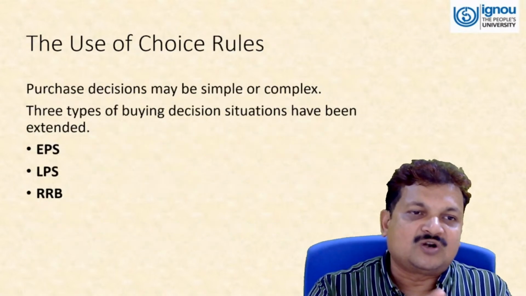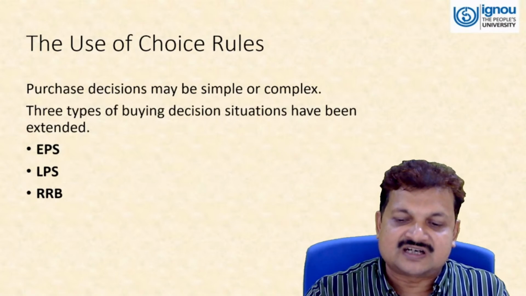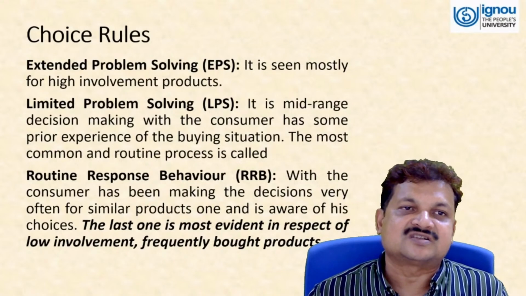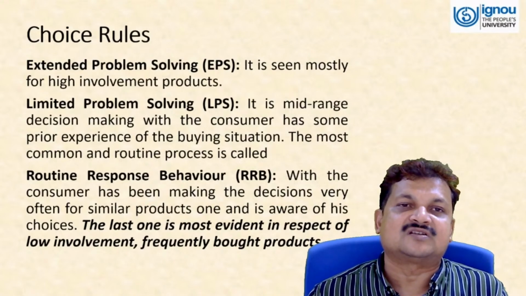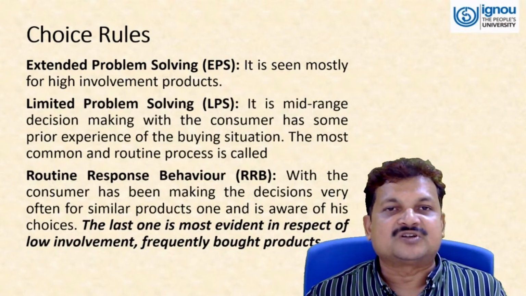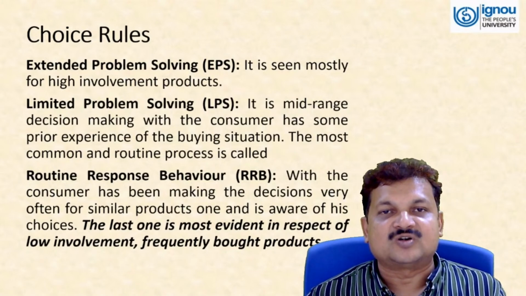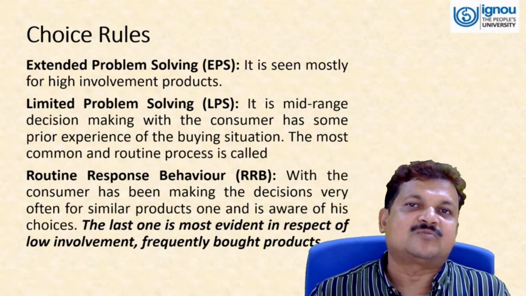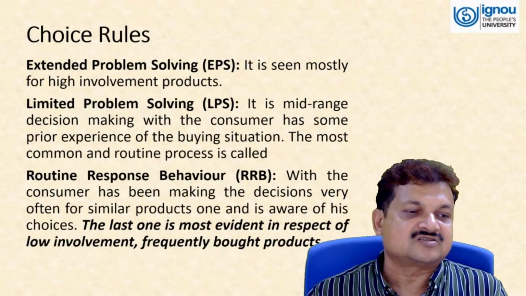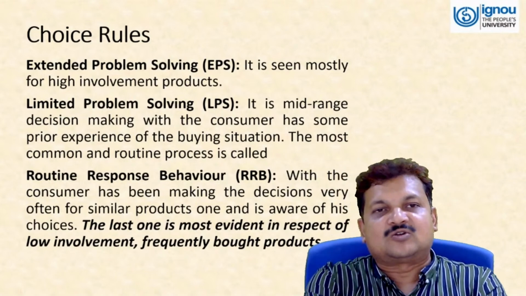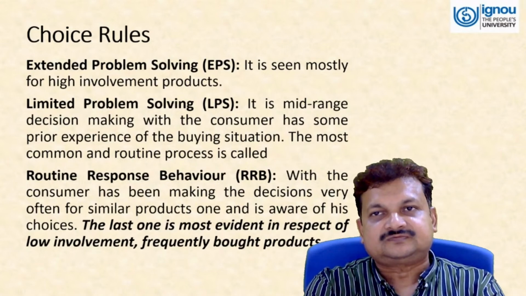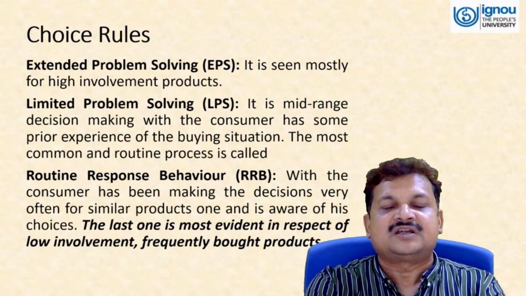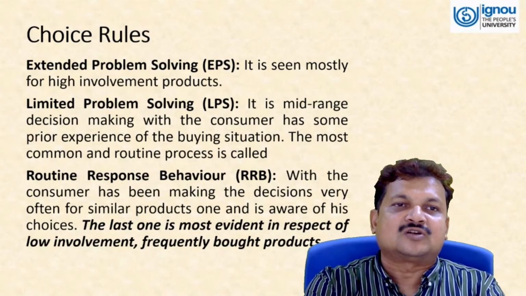Now the choice criteria we have already discussed: EPS, LPS and RRB. Extended problem solving is mostly for highly involved products, where you require more time to take the decision. If you want to purchase a camera, a binocular, a TV, or a car, you will take more time and must be involved so that you can understand all the attributes. It is not easy nowadays because technology is so vast. How many of you are techno savvy enough to understand all those things? So it takes some time to understand the technologies being used.